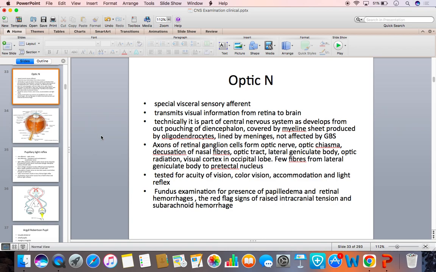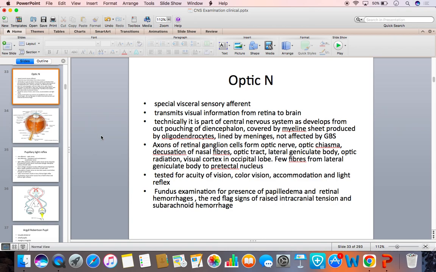So these are a few important points students should remember. The optic nerve is the special visual sensory afferent, transmitting visual information from the retina to the brain. The axons of the ganglion cells in the retina form the optic nerve. In the optic chiasma, decussation of the nasal fibers occurs.